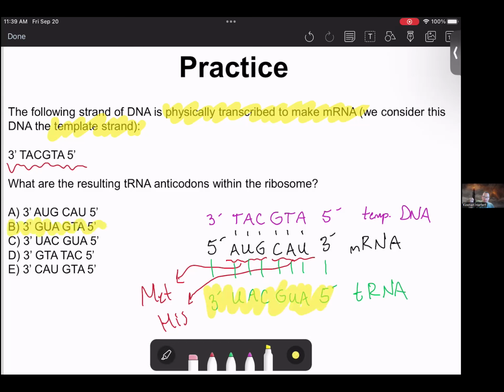GUA, GTA, or sorry, whoa, whoa, whoa. Give me that back. Gotta be careful. But looks good. There's your answer right there.